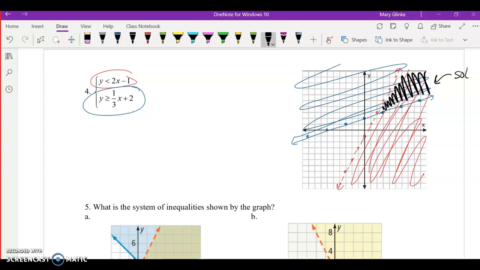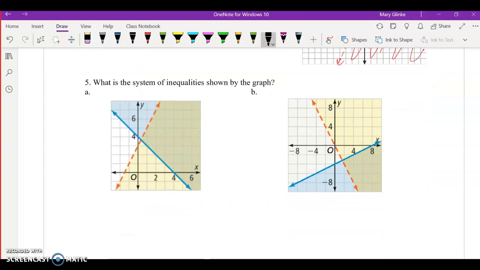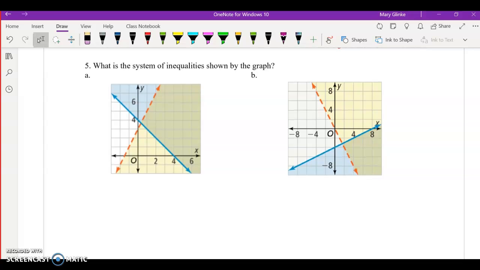So now what we're going to do is look at the system of inequalities, and we're going to write a system of inequalities shown by the graph. So we're going to look at two different equations, the blue one and the red one, and then we have to use where our solution is to identify greater than or less than.